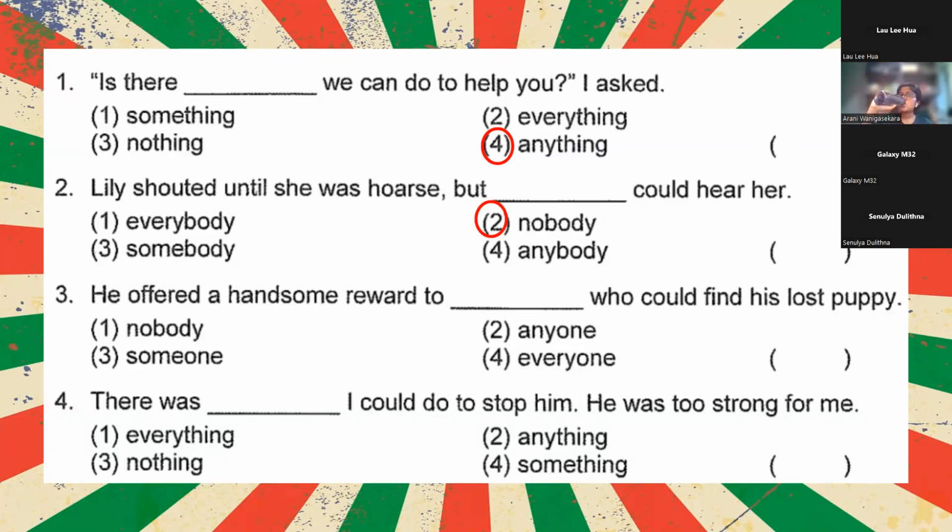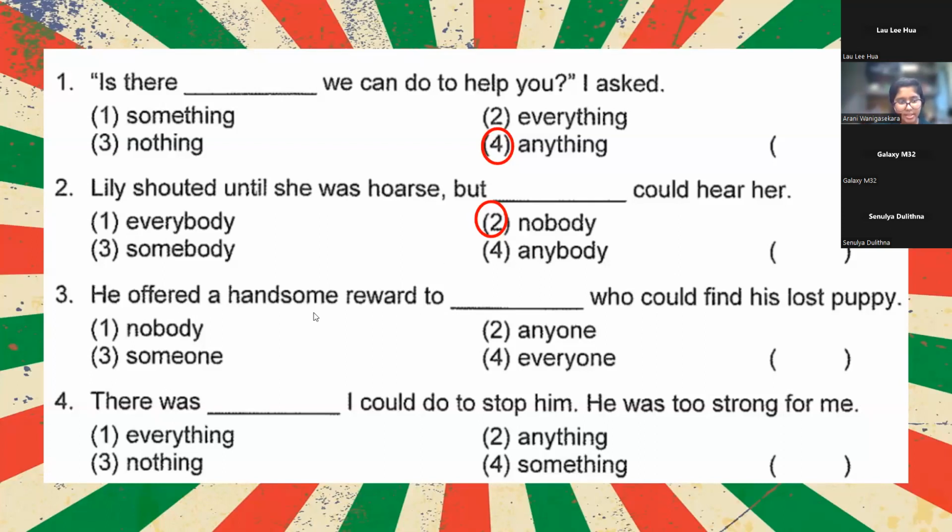Does anyone know why it's not anybody? Okay, so you can't use the word anybody because again, it's the same reason. You can't say Lily shouted until she was hoarse, but anybody could hear her. So you have to let people know that nobody could hear her.